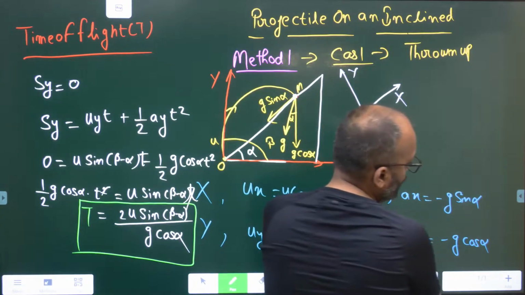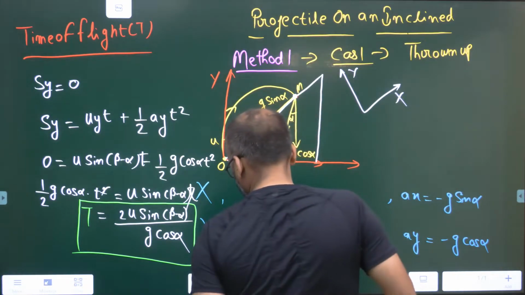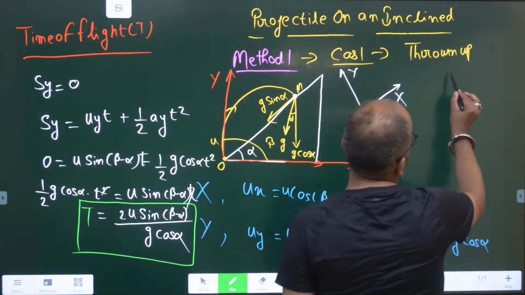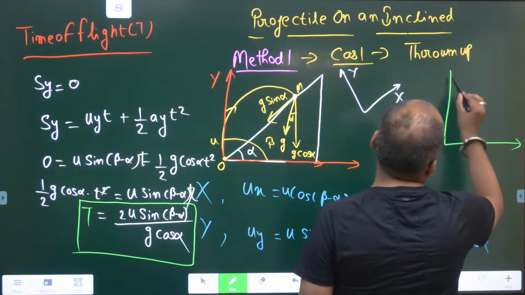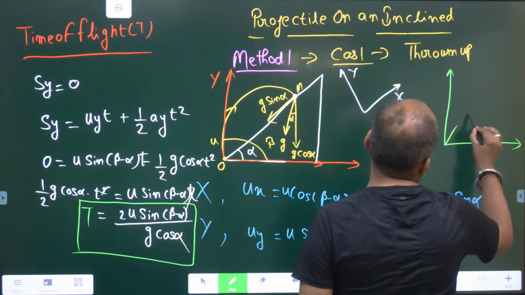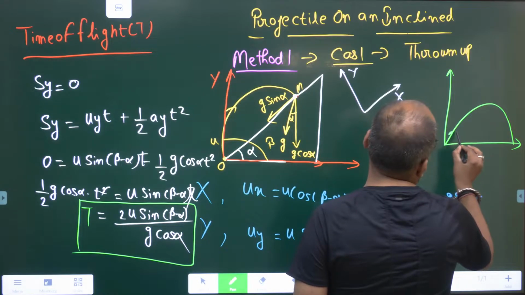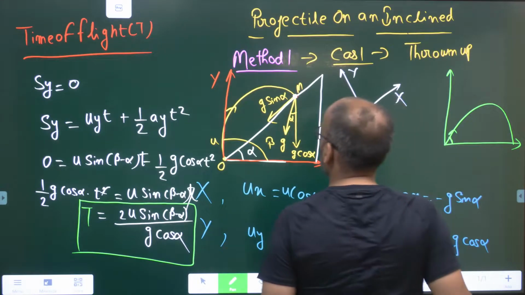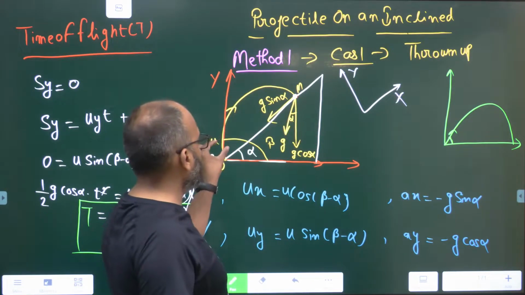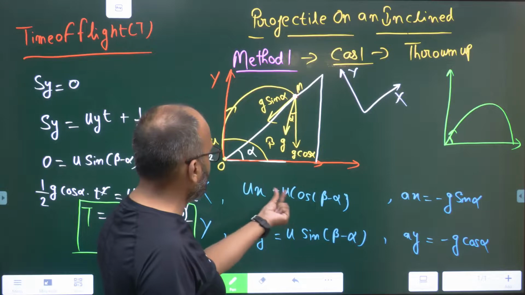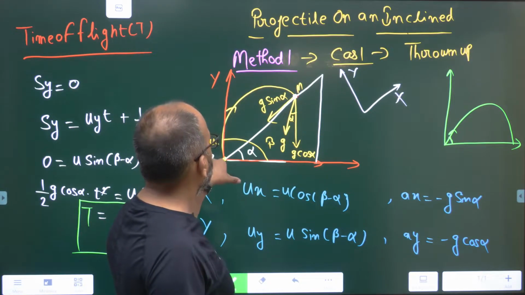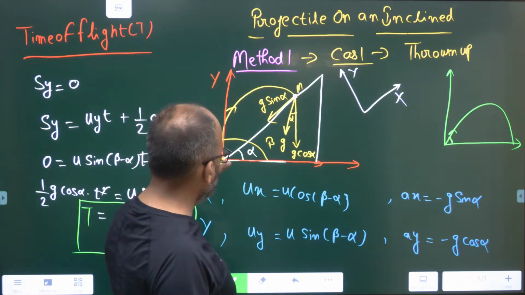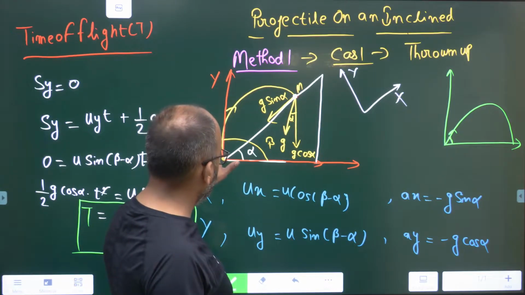If I talk about normal projectile, remember normal projectile. So projectile made some angle. What angle is made by projectile here? Angle made by projectile is beta minus alpha, yes or no? Right? Can you see this, or should I redraw my diagram?